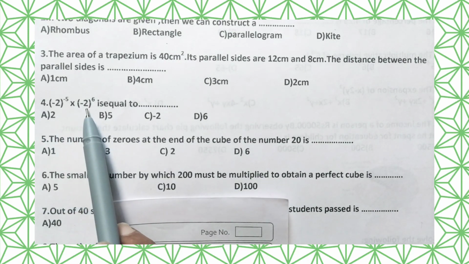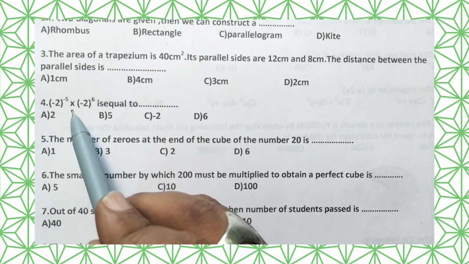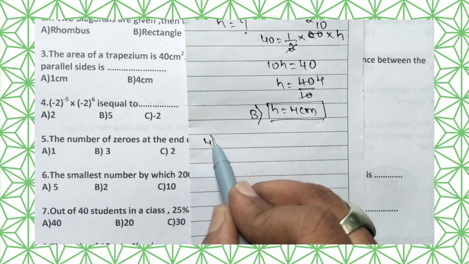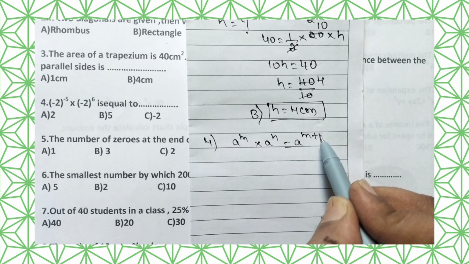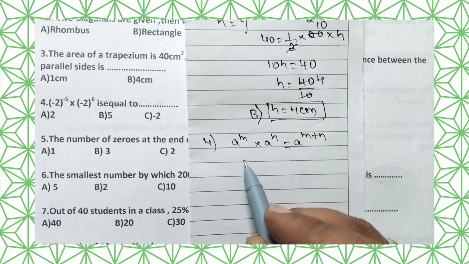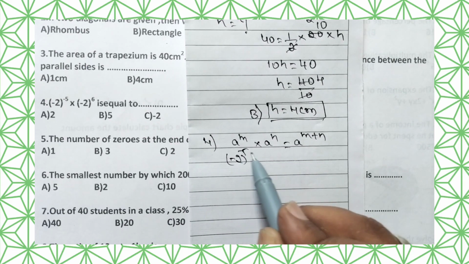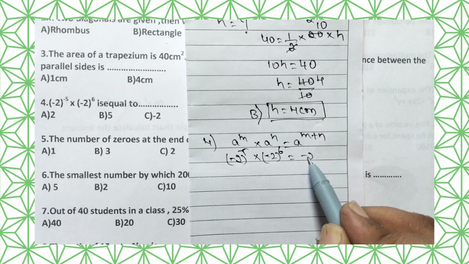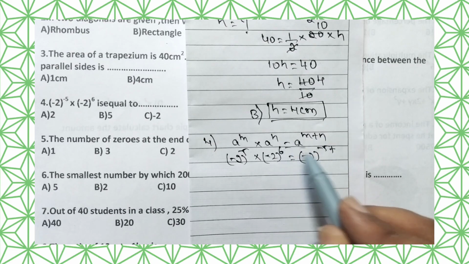Minus 2 to the power of 5 into minus 2 to the power of 6 is equal to dash. Since there is a multiplication, we have to use the exponent rule: a to the power of m into a to the power of n is equal to a to the power of m plus n. Here a is minus 2, m is 5 and n is 6.